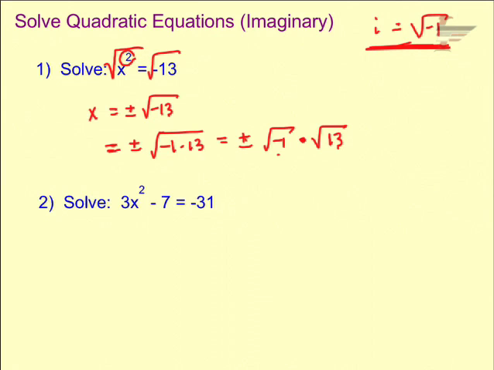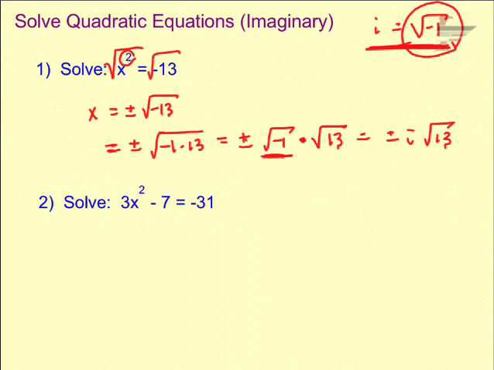And now if you notice, we have the square root of negative 1, and over here we said the square root of negative 1 is equal to i. So our final answer, we're going to have plus or minus i times the square root of 13. Because the square root of negative 1 is equal to i, instead of writing the square root of negative 1, we can put i. And now we're dealing with the square root of 13, which is a positive number. So let's try number 2 and see how that one goes.